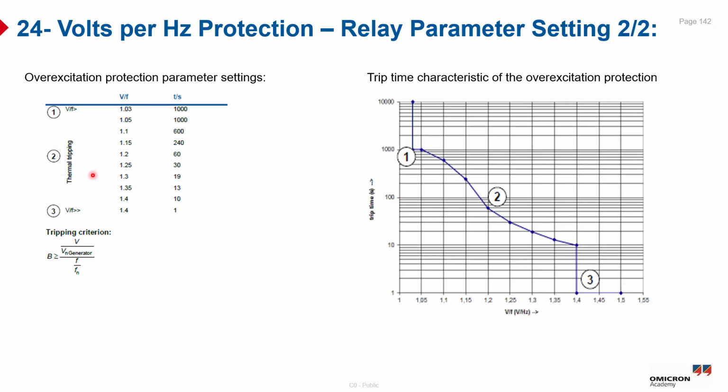So here is part number 2, the curve representing the thermal tripping with different ratios and different time delays based on the value. Here is the V over F on the horizontal axis, and the trip time delay on the vertical axis, and you can see here the trip time characteristic for the overexcitation protection. And part 3 represents the second stage, which is the V over F double greater equal to 1.4 per unit with a time delay equal to 1 second. And here is the tripping criteria as we explained.